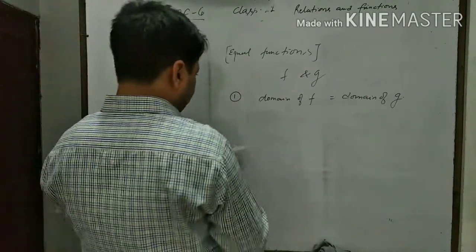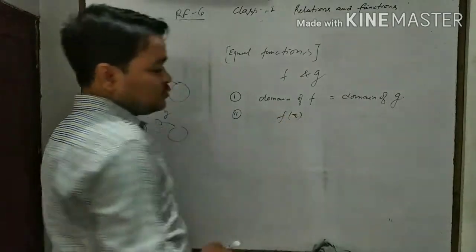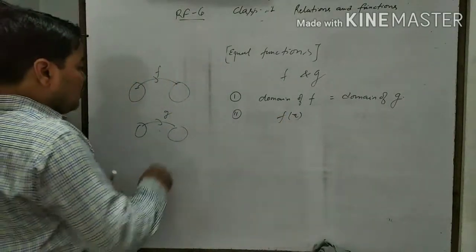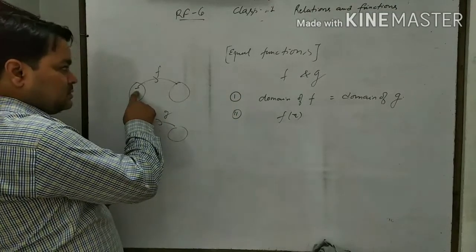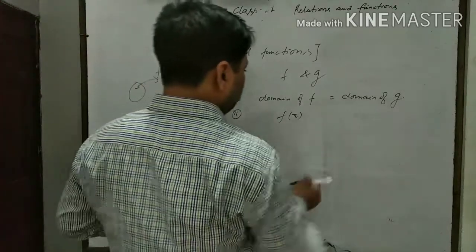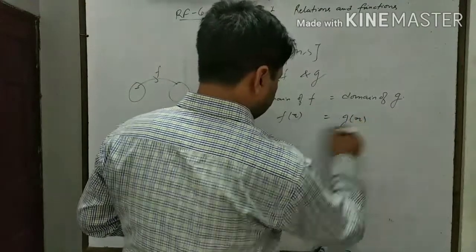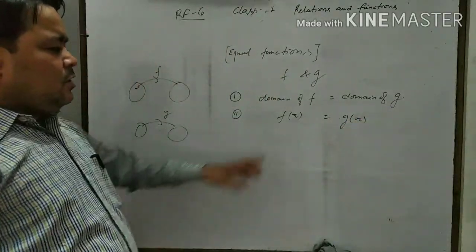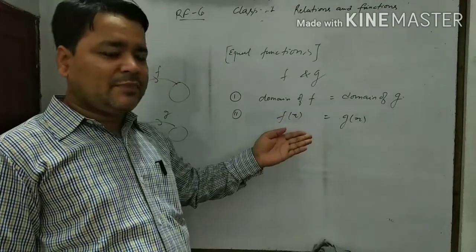Next, the second one: f(x) means what? Image of x should be equal to the image of this, g(x). What is f(x)? f(x) is the image. f(x) is what?